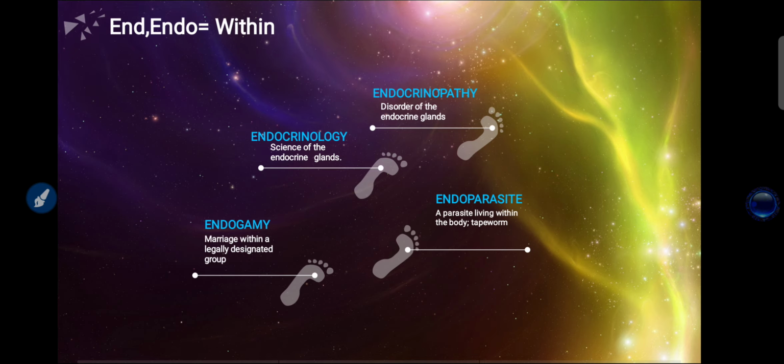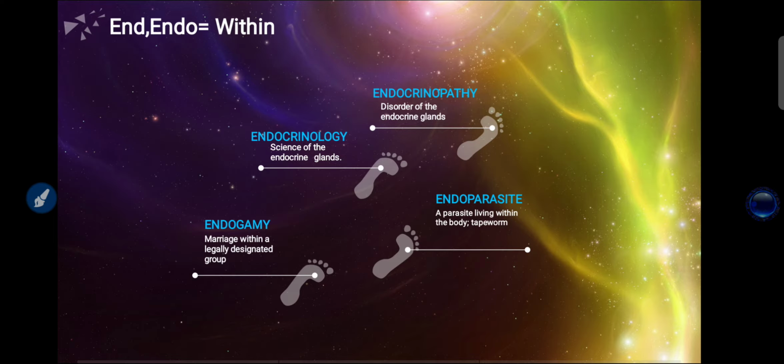Next slide is endocrinopathy. Here it is written endocrinopathy means disorder of the endocrine gland. Problems related to endocrinal glands are known as endocrinopathy. Pathy means some kind of disorder. Okay, endocrinology. Logy means study, and here it is written science of the endocrine gland. Science means study. Study of the endocrine gland is known as endocrinology. I hope you all are getting it.